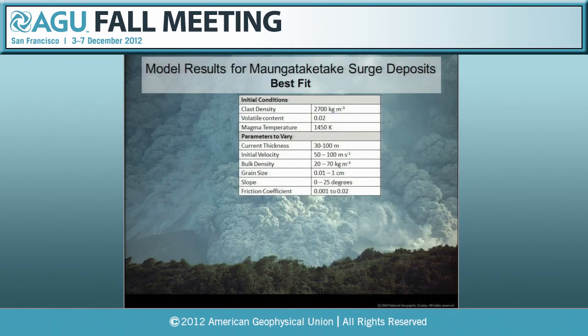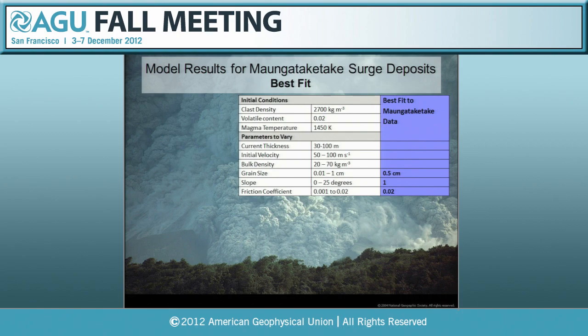All right, so we're trying to create a best fit to the field data. And we know that this was a basaltic eruption, so we can put in our initial conditions reasonable for basalt. And these are the types of parameters that we can vary that we think have an effect on things like runout distance and dynamic pressures. Okay, these are the initial thickness of the current, velocity, bulk density, and so on.